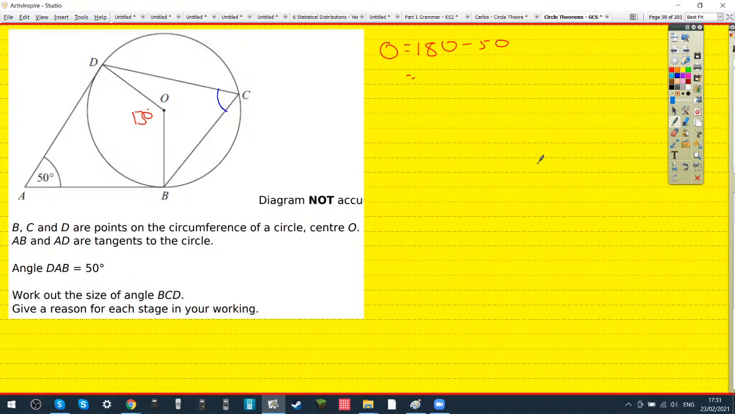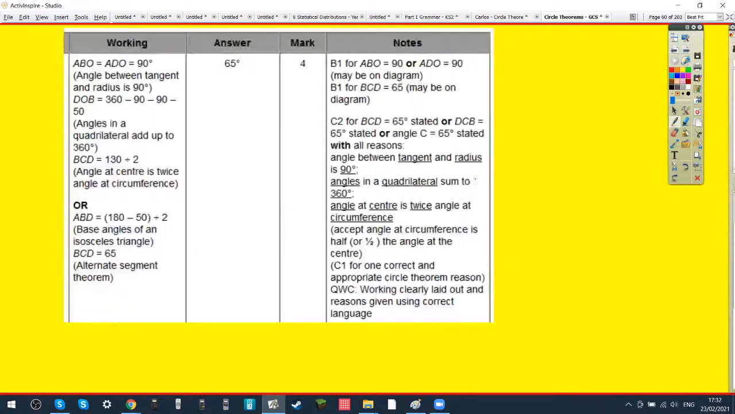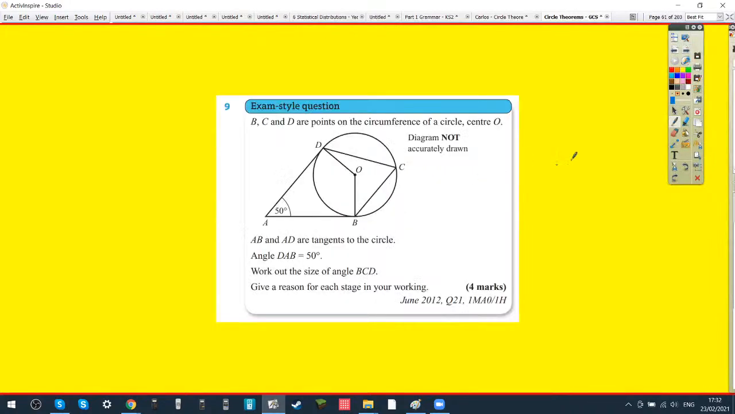So if you do 130, 360 take away 130 is 230. Well, that would just give us the one on the other side, but we don't need that. So this is 130, so it would be C. C would be 65. Well done. And so C is 65 degrees. Okay. Right. How about this?